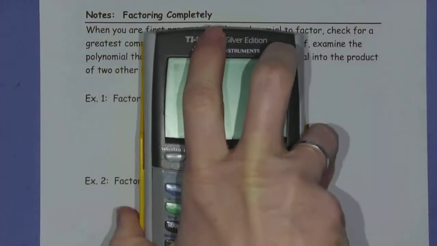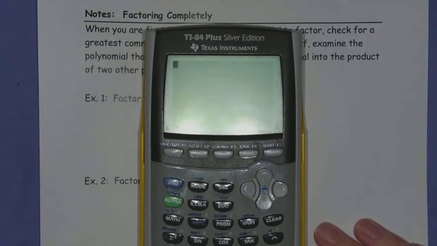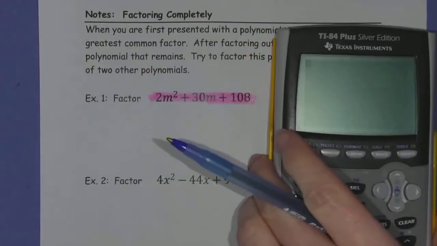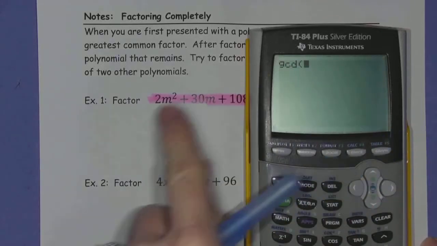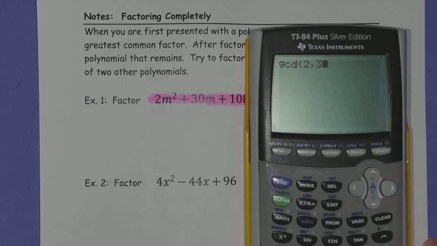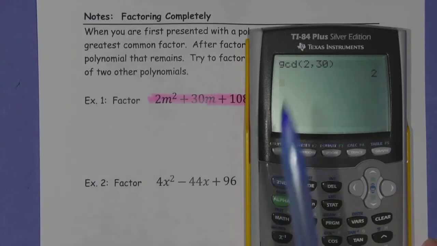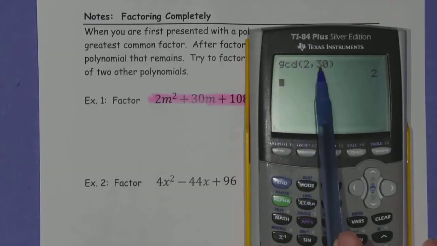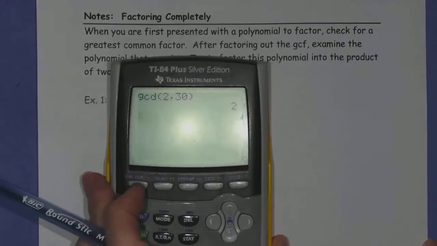Now, on the TI-84, I've shown you how to make finding a GCF quicker, so I'll show you that again. If we press Math, Num, and then the number 9, the calculator calls it GCD, and we can type in our 2 and our 30. Now remember, we can only do 2 numbers at a time. So the GCF of 2 and 30 is 2.